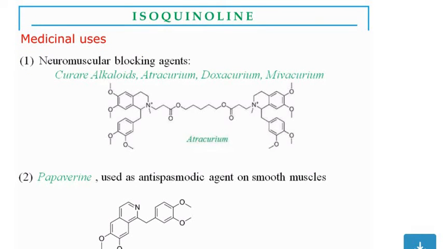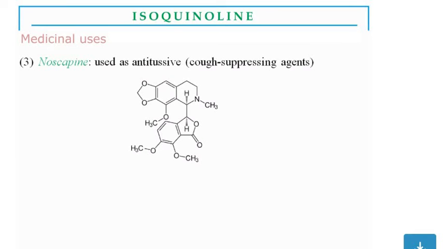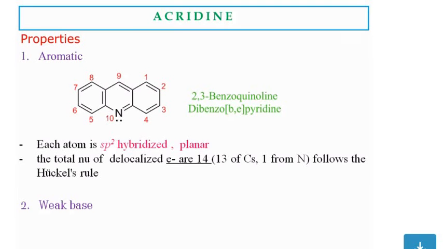Now, medicinal uses: neuromuscular blocking agents, curare alkaloids, atracurium, doxacurium and mivacurium, structure you can see here. Papaverine is used as an antispasmodic agent against smooth muscle contraction. Now, noscapine, an antitussive cough suppressing agent, you can see it contains isoquinoline.